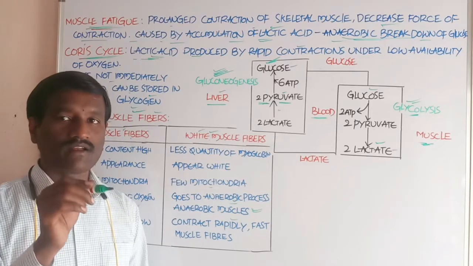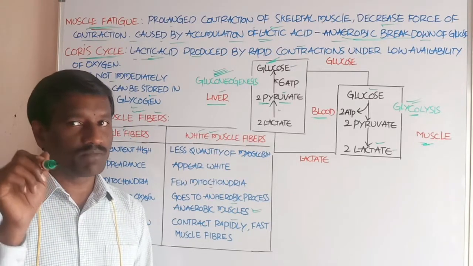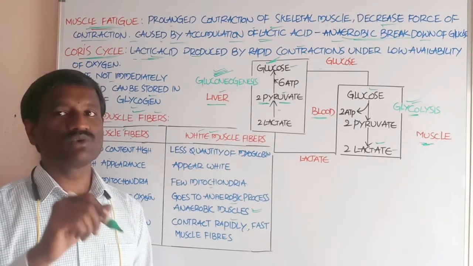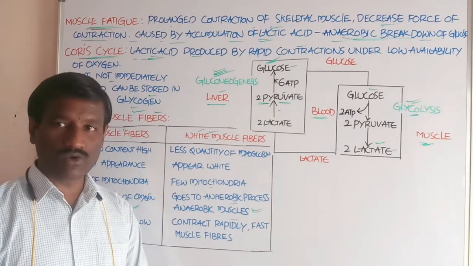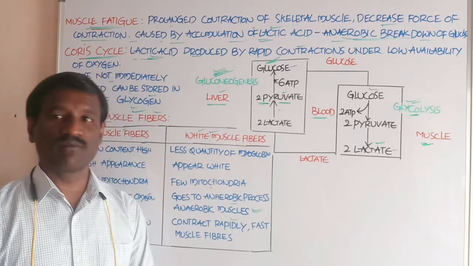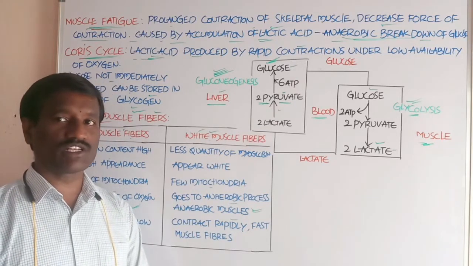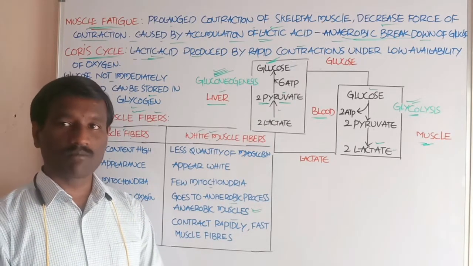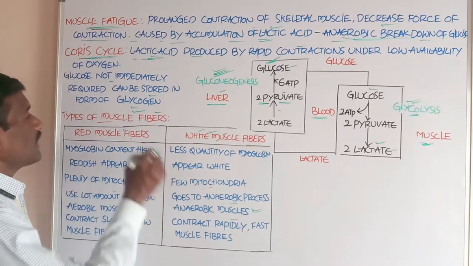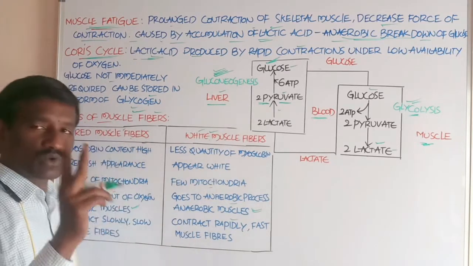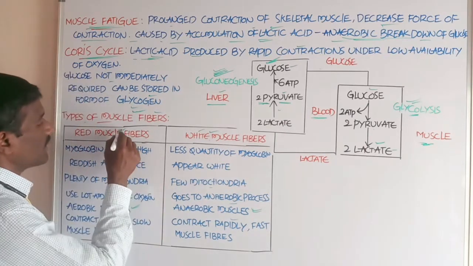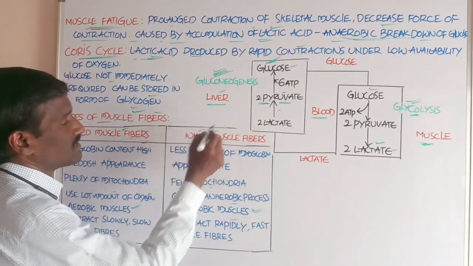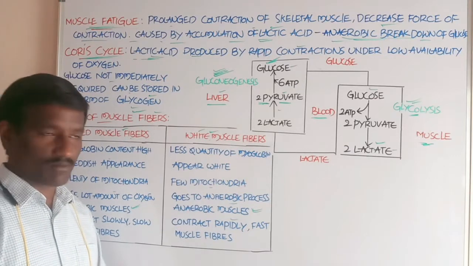Muscle contains an oxygen-storing pigment which gives color to the muscle, that is called myoglobin. Myoglobin is the oxygen storage pigment present in the muscle. Okay, student, muscle fibers are of two types: one is the red muscle fiber, another one is the white muscle fiber.